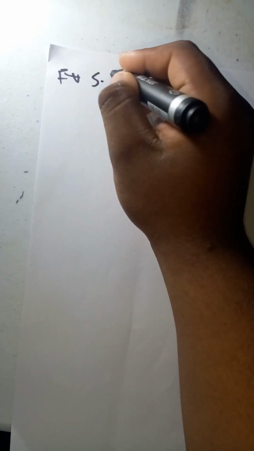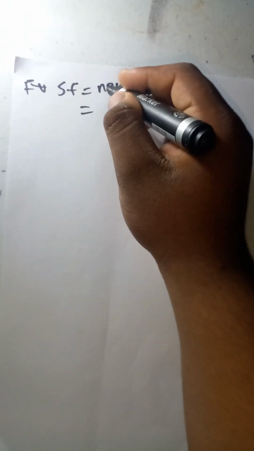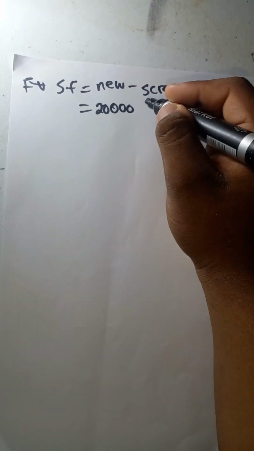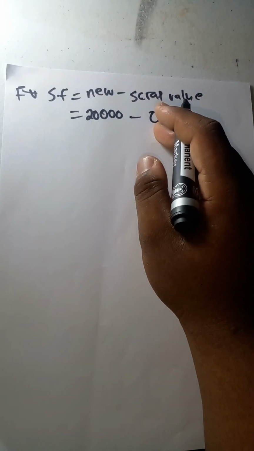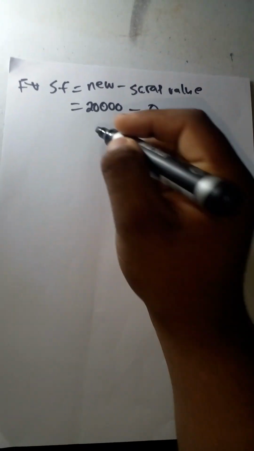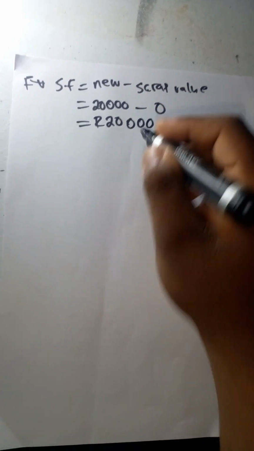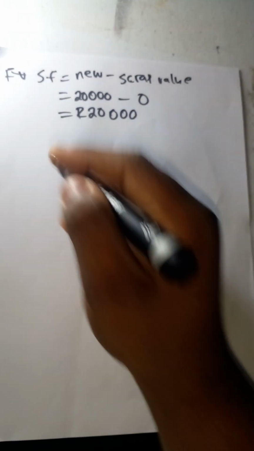we know that sinking fund is cost of new minus scrap value. The new one that you want to buy, the new laptop, costs 20,000. And then the scrap value is simply 0. After 5 years, that laptop is now costing 0, which means the sinking fund is 20,000. So it basically means this guy must save 20,000 within a period of 5 years.